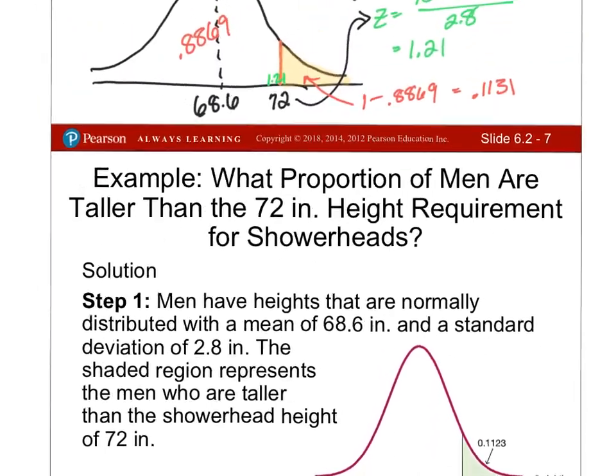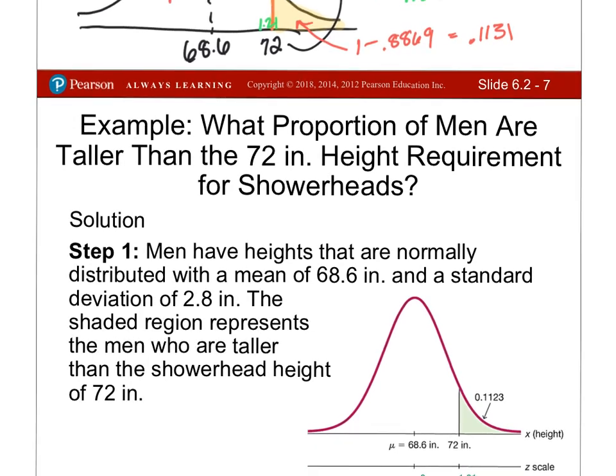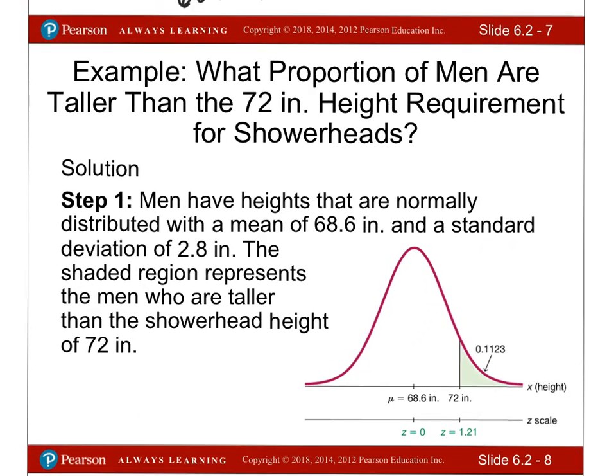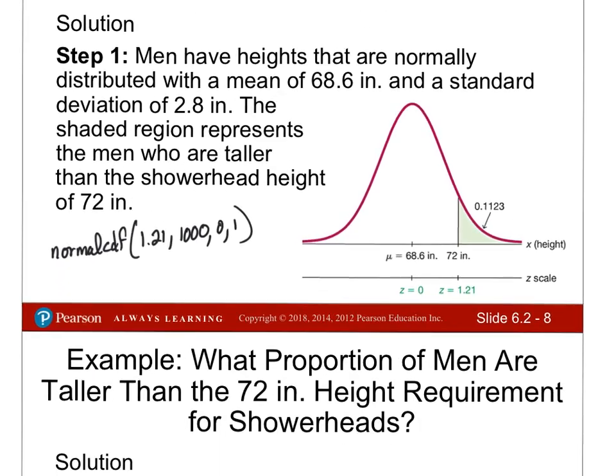So did that match? We used the table, so our number's slightly different than their 0.1123 because we were rounding, and that's okay. They used some technology. And again, to find this area using technology, they would have done something like this: normalcdf from 1.21 to say 1000, comma 0, comma 1. They would have typed that in, and you should have gotten 0.1123.